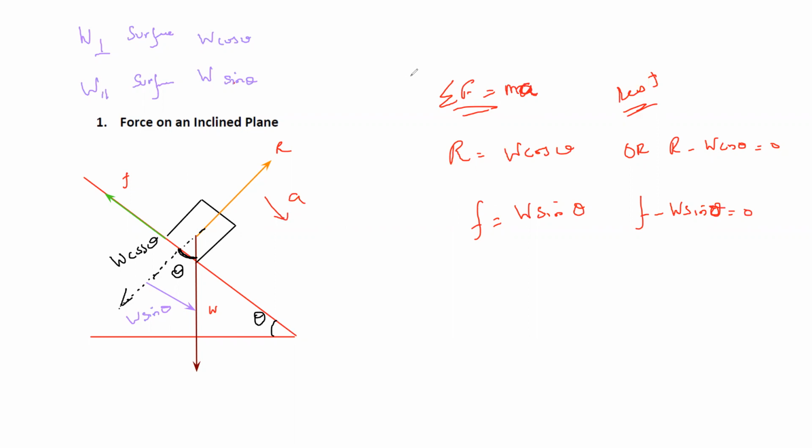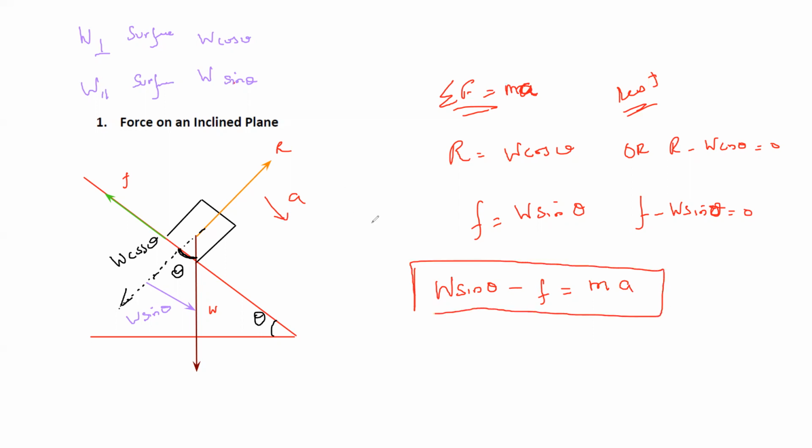In that case we can say that W sine theta, because it is moving downward, will be higher, minus friction is equal to ma. And this will be the equation when it is sliding down.